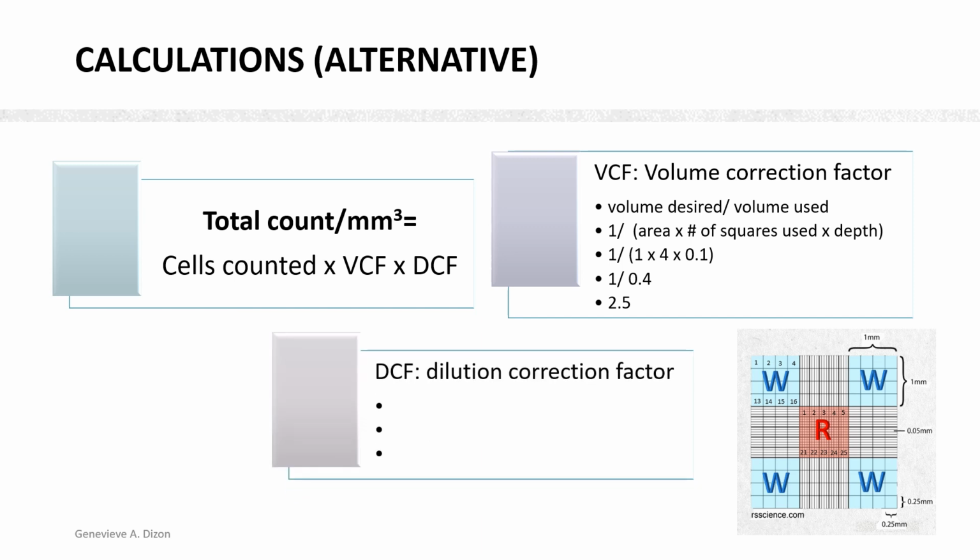The DCF is the dilution correction factor, and the formula for this is the volume of the bulb divided by the amount of blood used for counting. The volume of the bulb for white blood cells is 10 divided by, let's say, the amount of blood used is 0.5. The DCF is then 20. The VCF and the DCF are then used in the calculations.